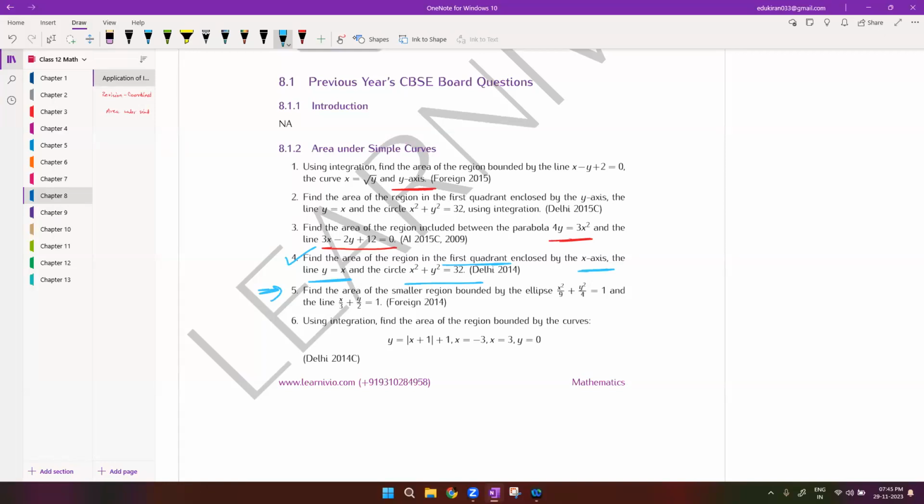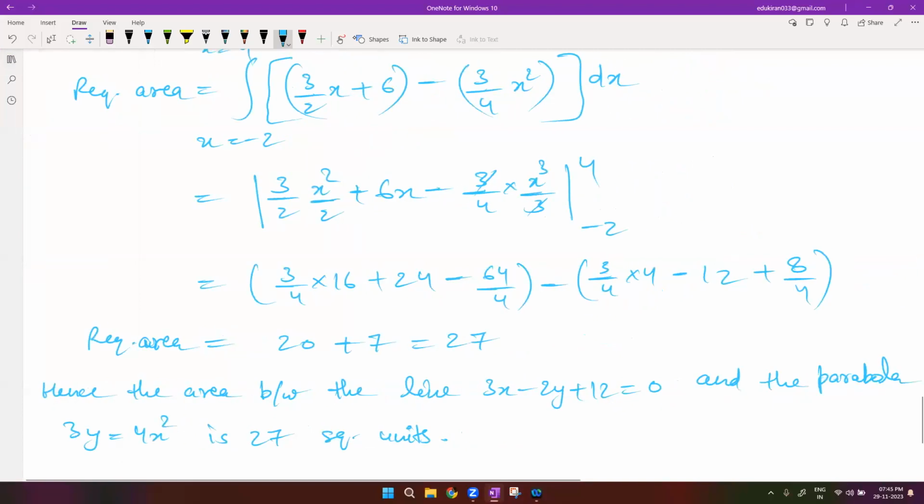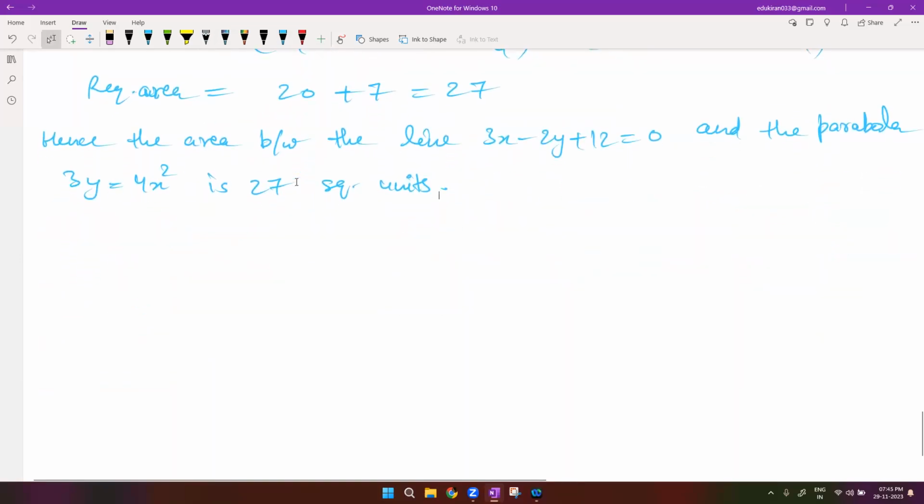Obviously, you can draw this, but you should not need to draw it. It's a V-shaped graph? No, that is y equals mod x, the modulus function. It's not the modulus function, it's y equals x. The graph is definitely a straight line.